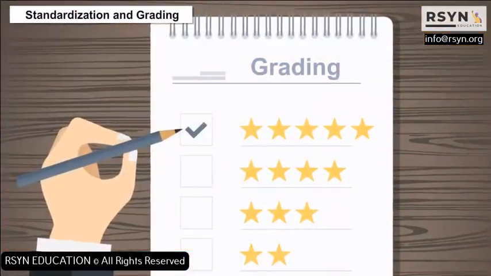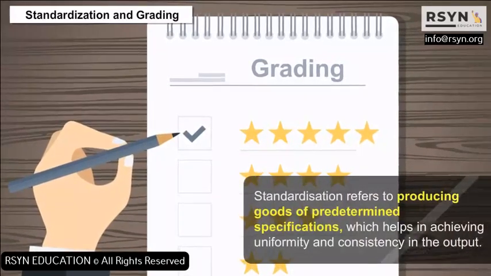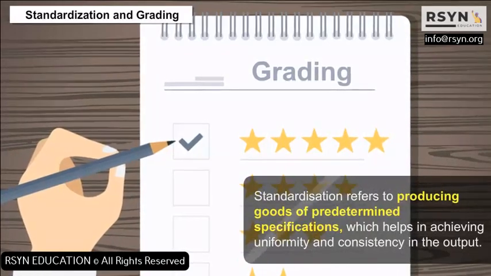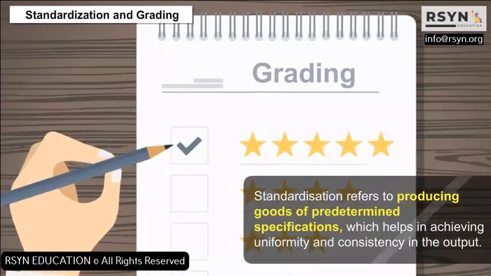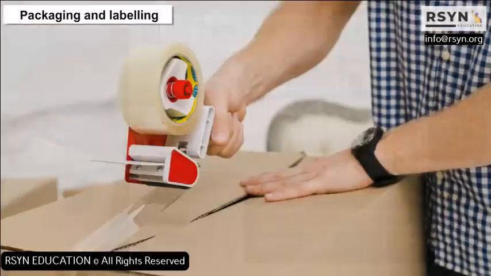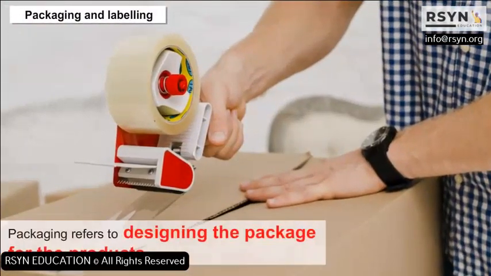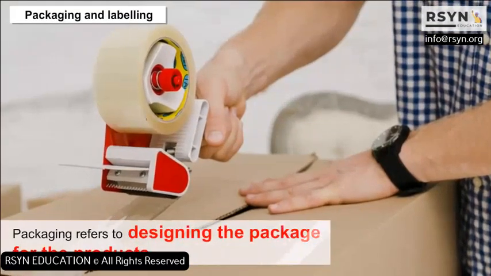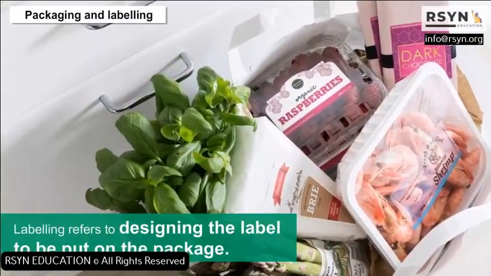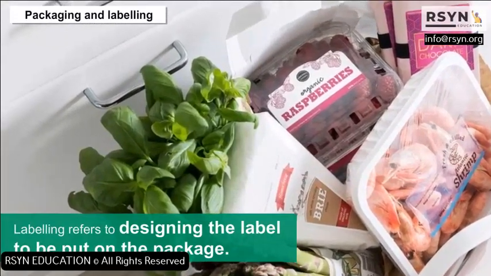Standardization and grading. Standardization refers to producing goods of predetermined specifications, which helps in achieving uniformity and consistency in the output. Packaging and labeling. Packaging refers to designing the package for the products. Labeling refers to designing the label to be put on the package.